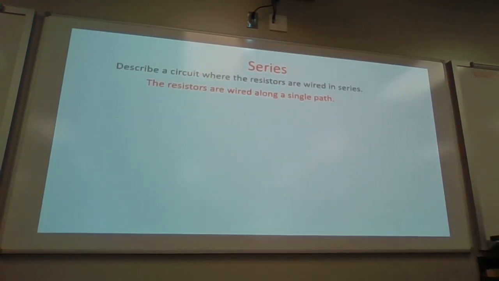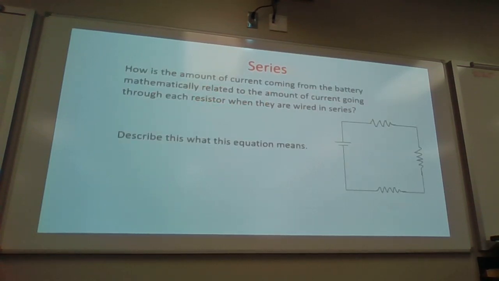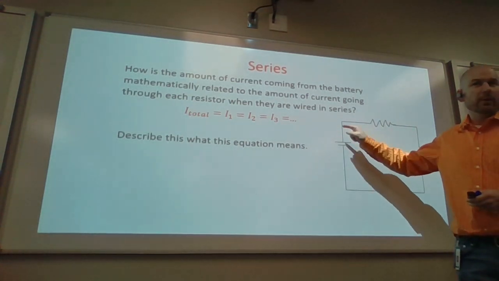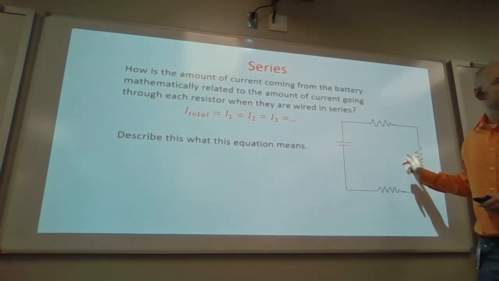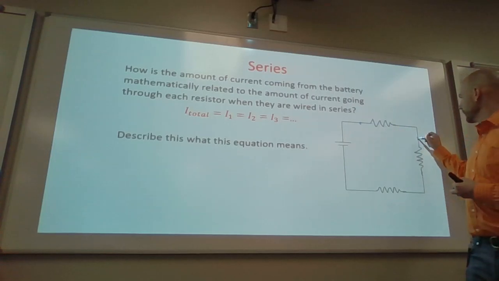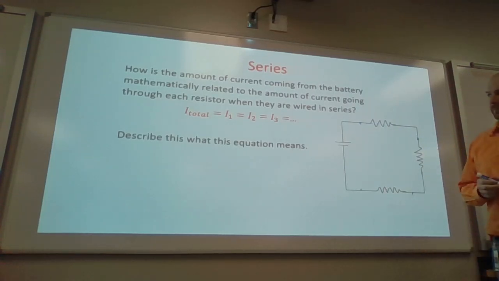So how do you describe resistors wired in series? They're wired along a single path, as you saw in the lab. What's the mathematical relationship for current in a series circuit? Based upon your exploration, you found that the current at each spot is equal, like you did A, and then B, and then C. The current at every spot is equal to all other spots in the circuit.